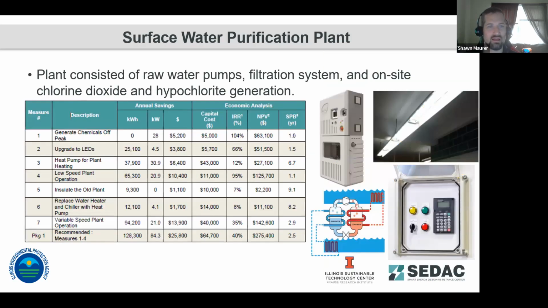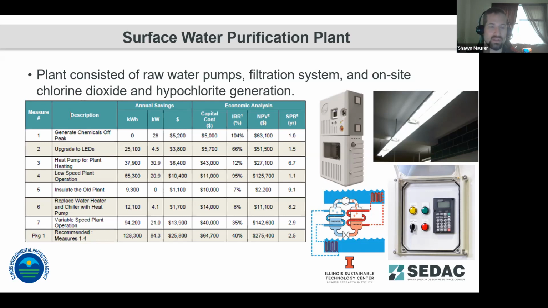So this is just a short example of where we went out to a surface water purification plant. On site, they had surface water raw pumping, and the pumps were two-stage. They had a high and a low speed. They had an on-site filtration system. They also generated their own chemicals on site, as far as chlorine dioxide and hypochlorite. So they had systems that were doing all that, tied into the flow of the plant.